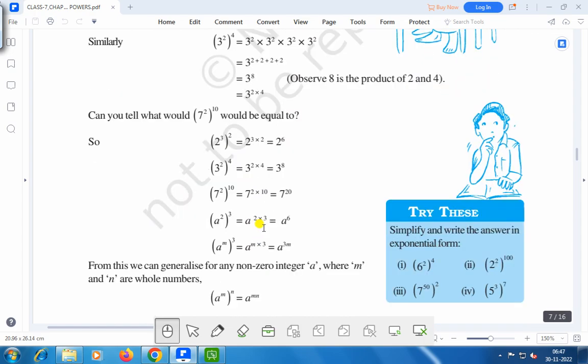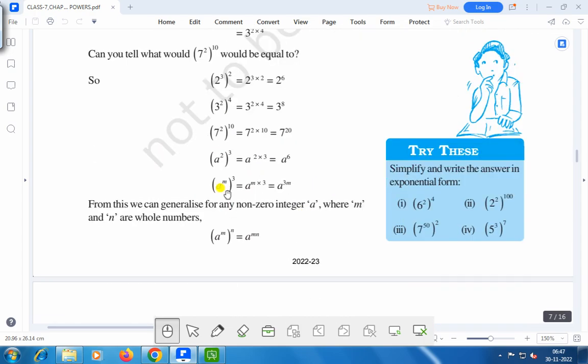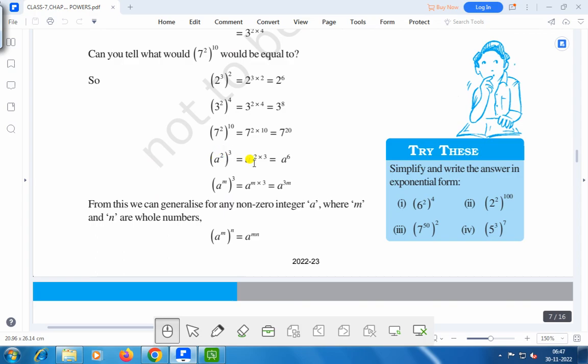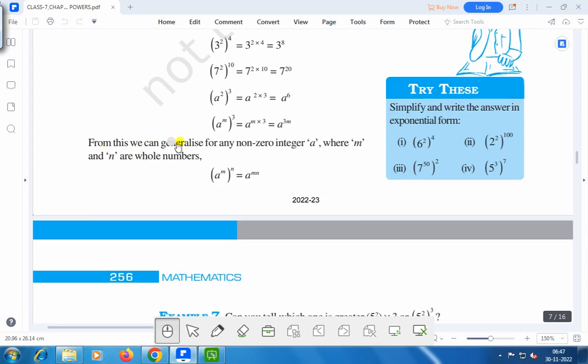If we generalize the term, then we will get 8 to the power 2 whole to the power 3 is 8 to the power 2 into 3, that is 8 to the power 6. 8 to the power m whole to the power 3 is 8 to the power 3m. From this we can generalize for any non-zero integer a, where m and n are whole numbers.